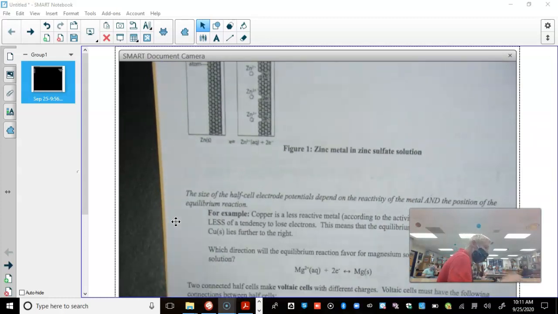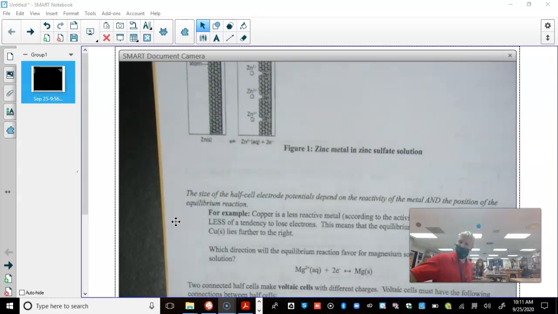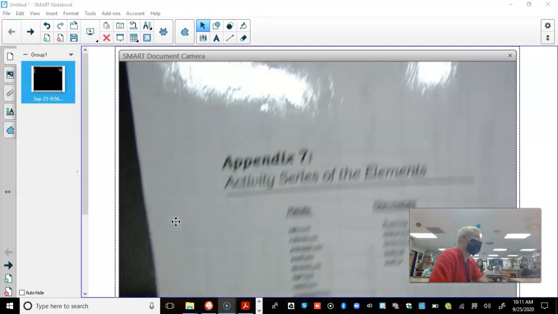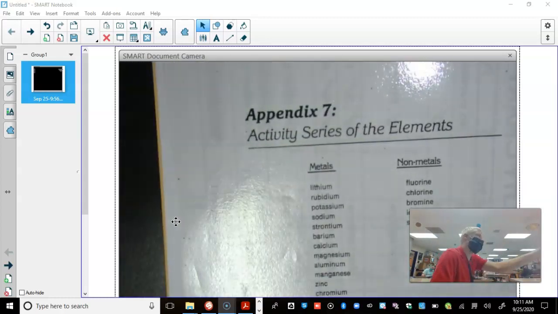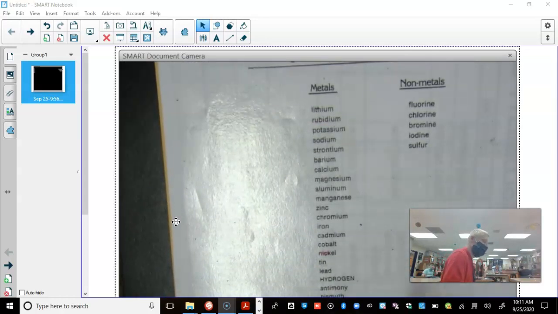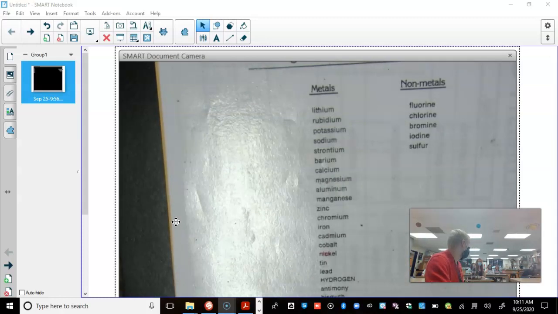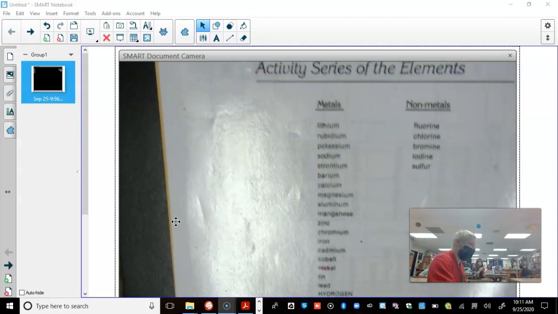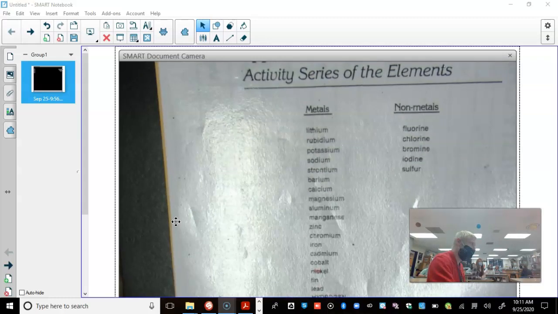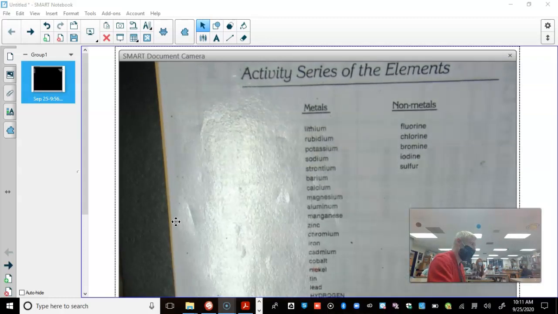The size of the half-cell electrode potential depends on the reactivity of the metal and the position of the equilibrium reaction. For example, copper is a less reactive metal. We know that from the activity series. Copper is towards the bottom, so it's not very reactive, which means it's going to be reduced as opposed to oxidized. So what type of agent would you call that? Oxidizing agent, you got it.